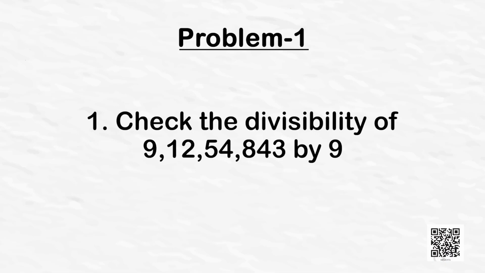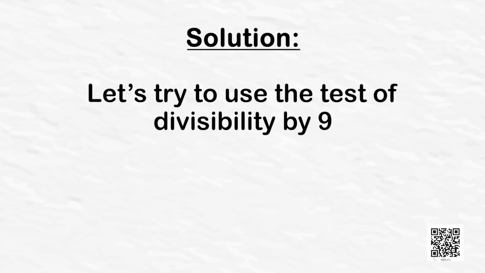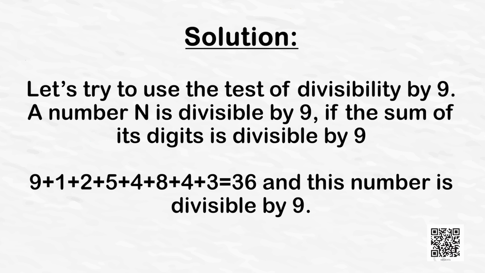9 crore 12 lakh 54,843 by 9. Let us try to use the test of divisibility by 9. That is, a number n is divisible by 9 if the sum of its digits is divisible by 9. So, let us find the sum of digits of the given number. 9 plus 1 plus 2 plus 5 plus 4 plus 8 plus 4 plus 3, that is equal to 36, and this number is divisible by 9.